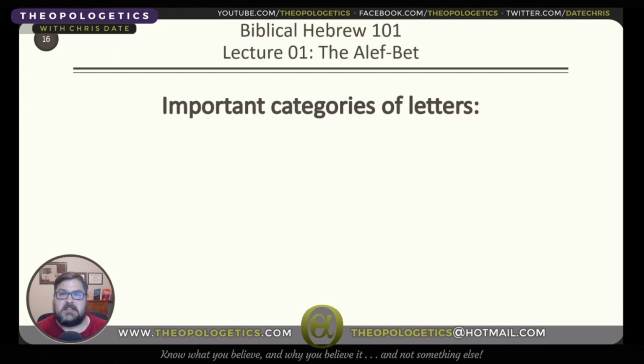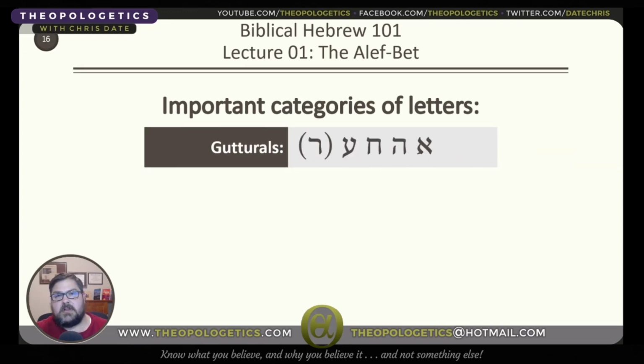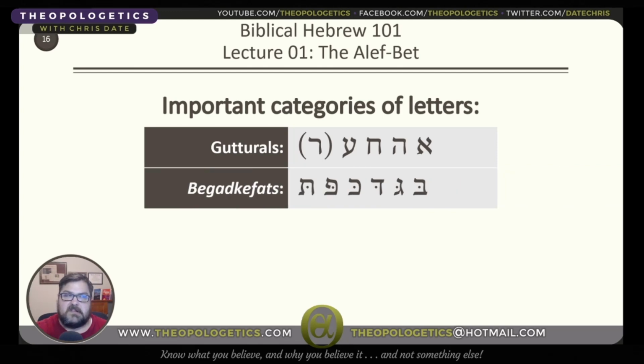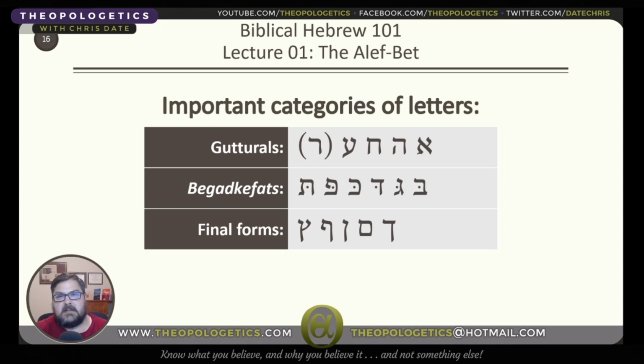But first, I want you to keep an eye out for three important categories of these letters. Firstly is a category of letters called gutturals. Secondly is a category of letters that is often called the Begad Kafatz letters. And finally, there's a category of letters that, as I said earlier, take a final form. They're printed a little differently at the end of words than in the middle or beginning. I will explain the significance of each of these categories when we encounter them.